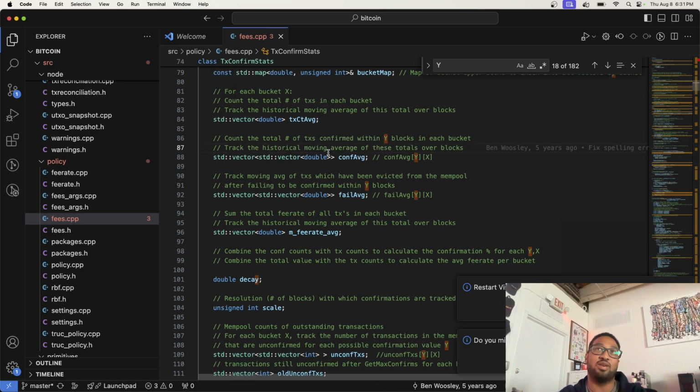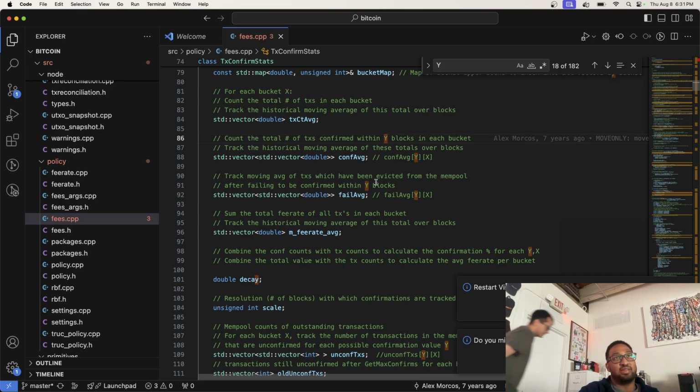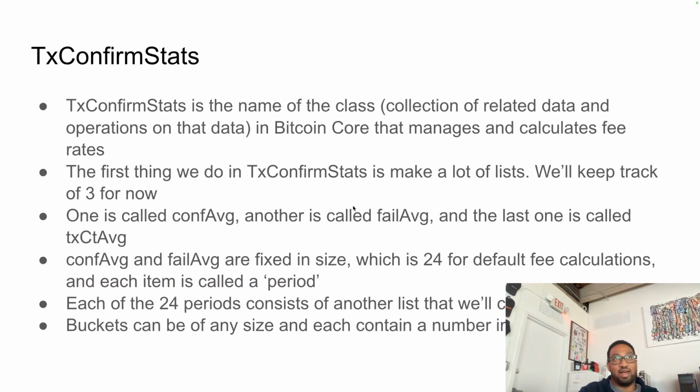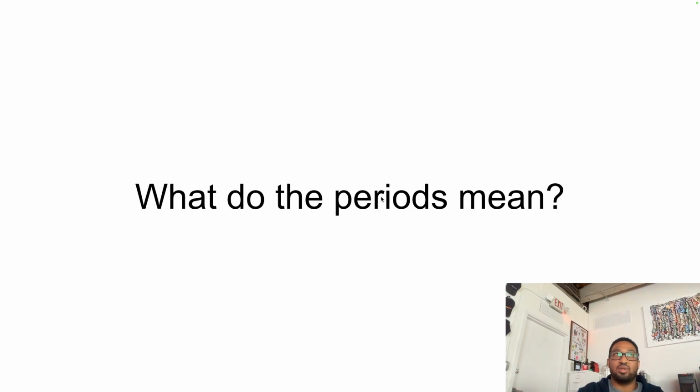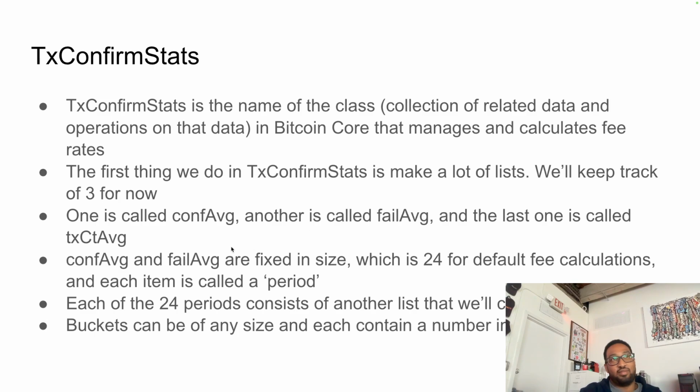And you have these comments. Ben actually made some changes to this comment for whatever reason. And Alex Morcos is the guy who designed this fee system. But yeah, conf average and fail average are what we're going to look at. And just so you can see in the code, but let's go back. So yeah, you have the list of conf average and fail average, and again, each item in that list is another list. And hopefully this is easy to conceptualize, maybe.